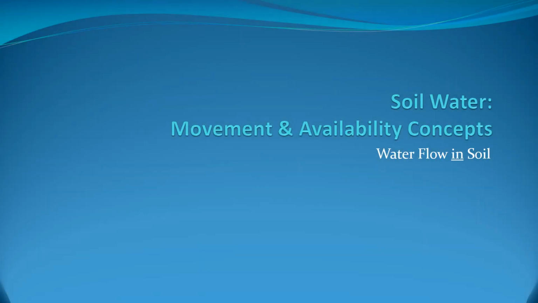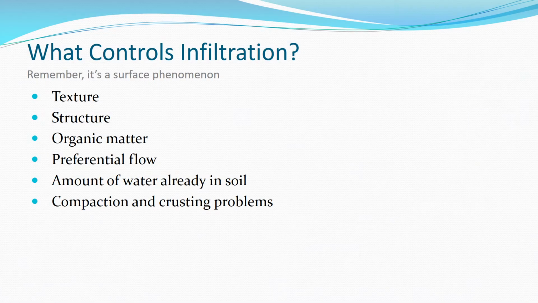Welcome to part 2 of our soil water chapter, where we're going to be discussing movement and availability concepts. Basically, we're talking about water flow in soil. Infiltration, as you remember, is a surface phenomenon. It's basically the rate at which water comes into soil at the surface. So we're going to start talking about what controls infiltration.